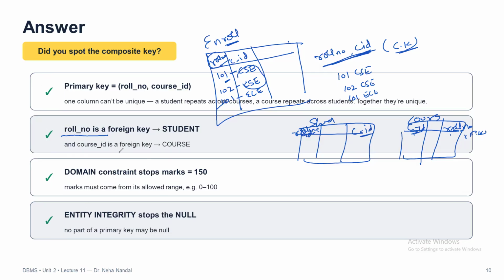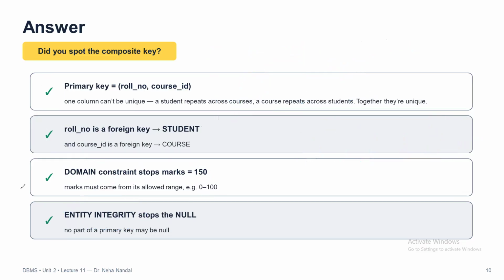Then domain: which constraint stops marks of 150? The domain constraint, because if we give the range as 0 to 100, maximum marks is 100. So in the domain constraint we give the rule that the range should be between 0 and 100, and it will stop it. That is one answer. We already studied it. What constraint will stop the value null? The entity integrity constraint. No part of the primary key can be null. I hope you understood these things.